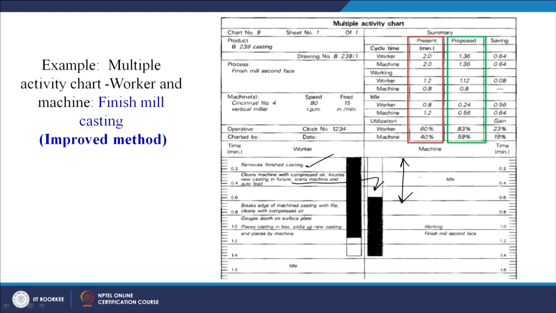And then what is he doing? He breaks the edge of the machined casting with a file, cleans with compressed air, gauges the depth on the surface plate, places the casting in a box, picks up a new casting and places it by the machine. So, what is he doing?